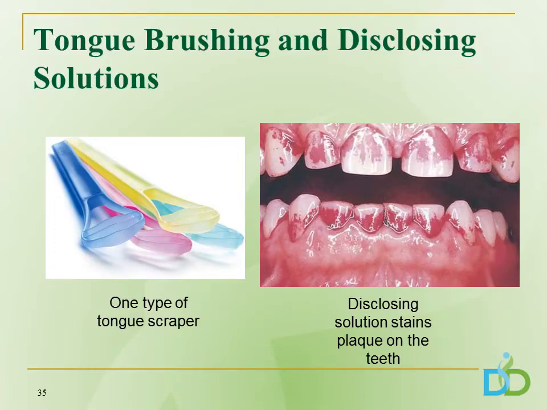If you want to see the plaque easier, this is an example of those disclosing solutions or tablets that I was talking about. The plaque is stained a bright color, and you simply go back in where you missed and remove the rest of the plaque. You can also use it before brushing instead of after you brushed and then go back.